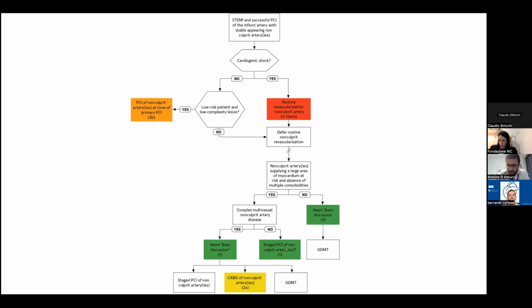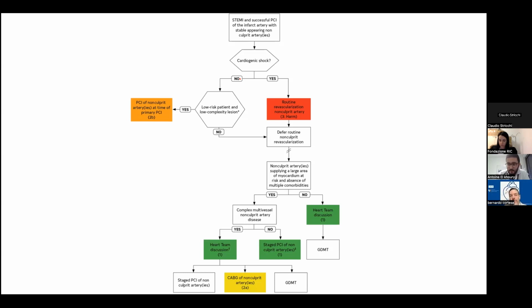surgery. So it depends. Every time we need to have a heart team discussion, so cardiologists with surgeons, to discuss the case. So it's either we do a complete PCI of the vessel or we do CABG. It depends on the case. It's a case-by-case discussion. This is quite a big shift as compared to the previous guidelines.